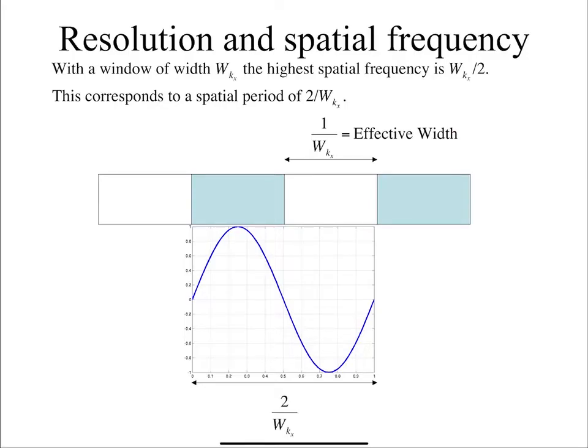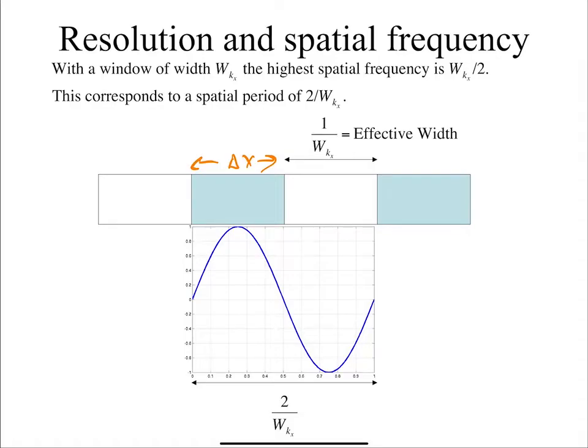Another way of thinking about effective width is imagine I have an object that's varying with some delta x. Okay? So the effective width of my imaging system had better be delta x or less if I'm going to be able to image this object, right? If this object is changing every delta x, then my effective width should be equal to that, right?